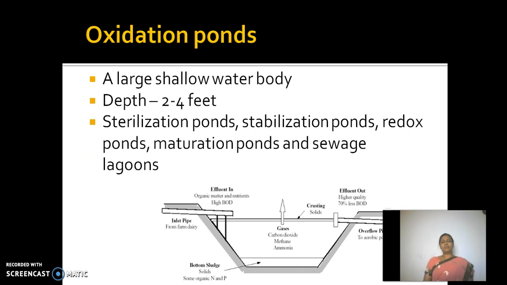What are oxidation ponds? In the earlier secondary treatment method, we discussed the aerated pond or aerated oxidation sludge, and then the anaerobic digester and so on. But here we follow the oxidation pond. That means we prepare a shallow pond whose depth would be 2 to 4 feet. The other names for the oxidation pond include sterilization ponds, stabilization ponds, redox ponds, maturation ponds and sewage lagoons.